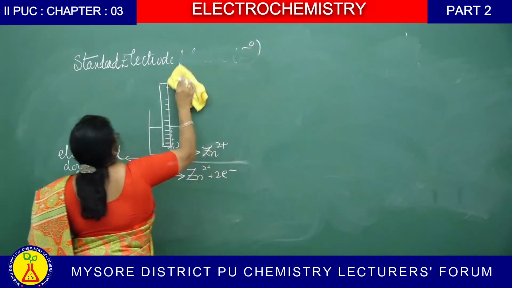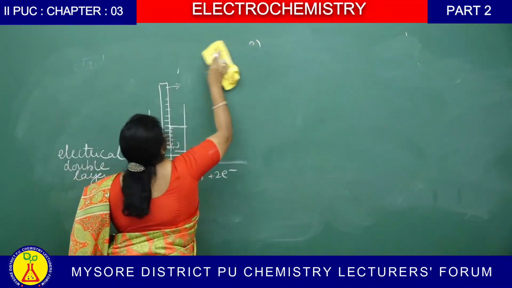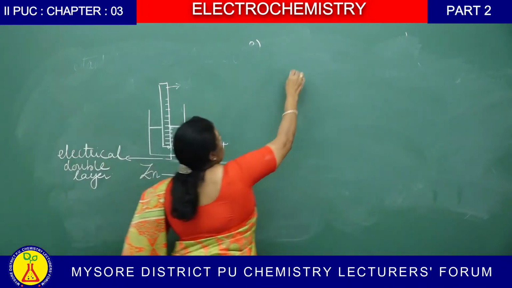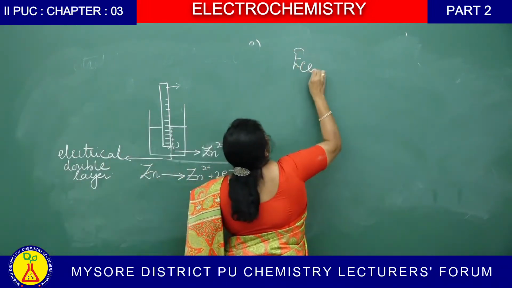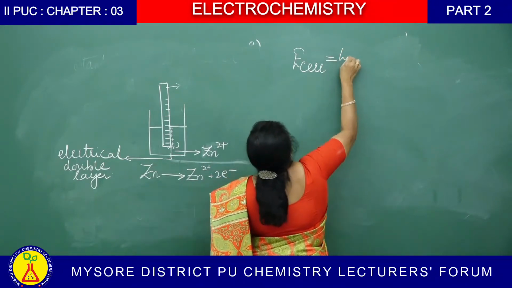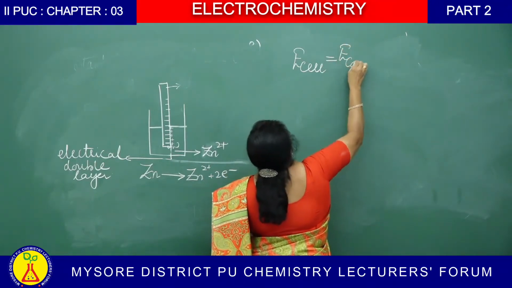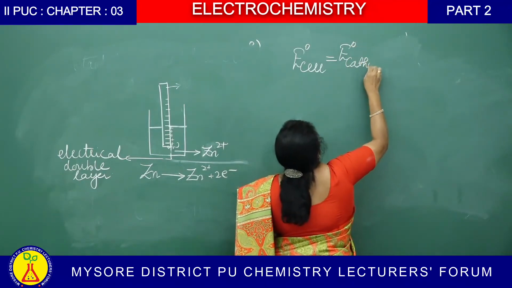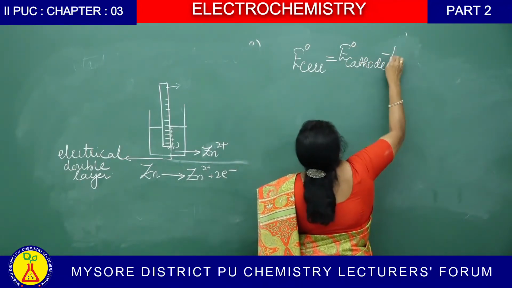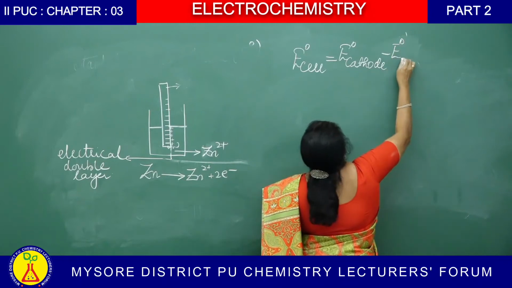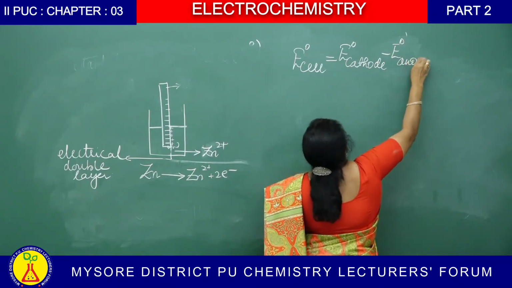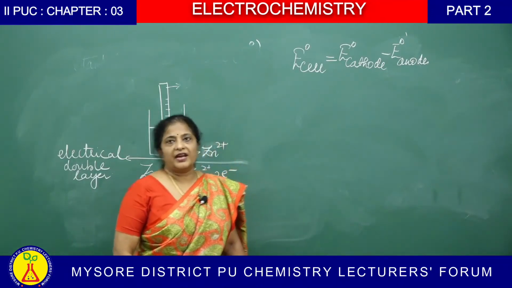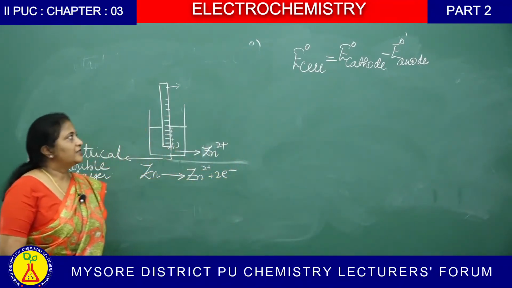The equation that we are going to use here is E cell is equal to E cathode, or E naught cell is equal to E naught of cathode minus E naught of anode. So, this will become the standard EMF of the cell.